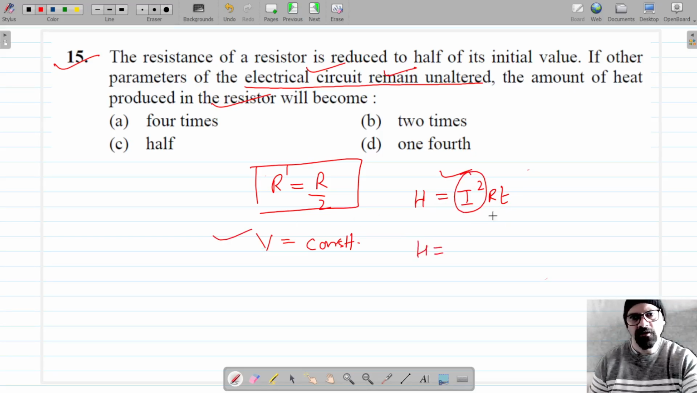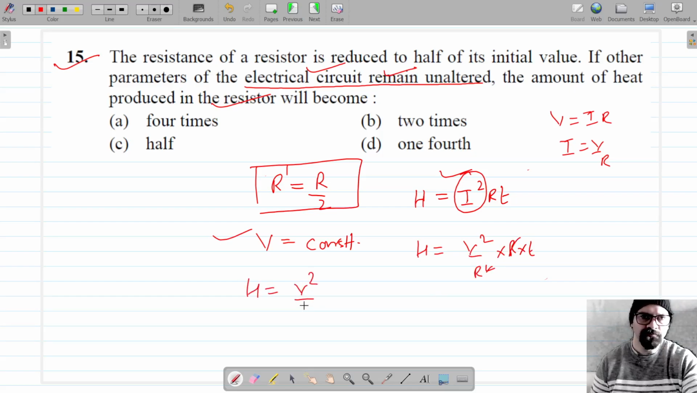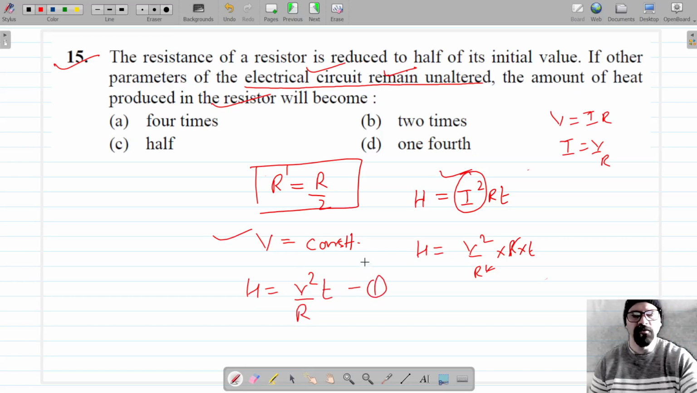So we know that V is equal to IR and we are going to replace I. So I is equal to V by R. So this I square becomes V square by R square into R into T. So this is the heat produced in terms of V, which is constant, V square by R into T. Let this be the heat produced.